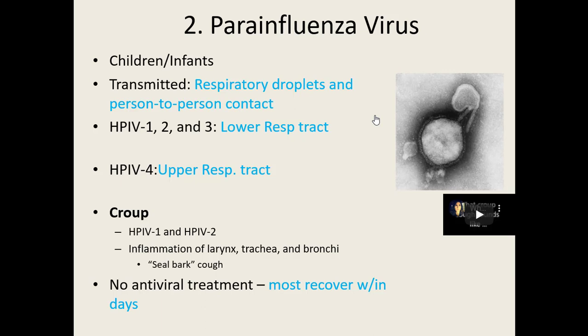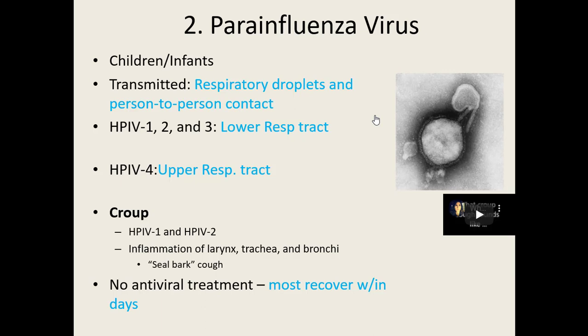The human parainfluenza virus 1, 2, and 3 all affect the lower respiratory tract, whereas the human parainfluenza virus 4 affects the upper respiratory tract. Now, they're all going to cause inflammation of the respiratory tract. They're going to have basic symptoms of respiratory tract infection, usually coughing, sometimes runny nose, sometimes just more difficulty breathing.